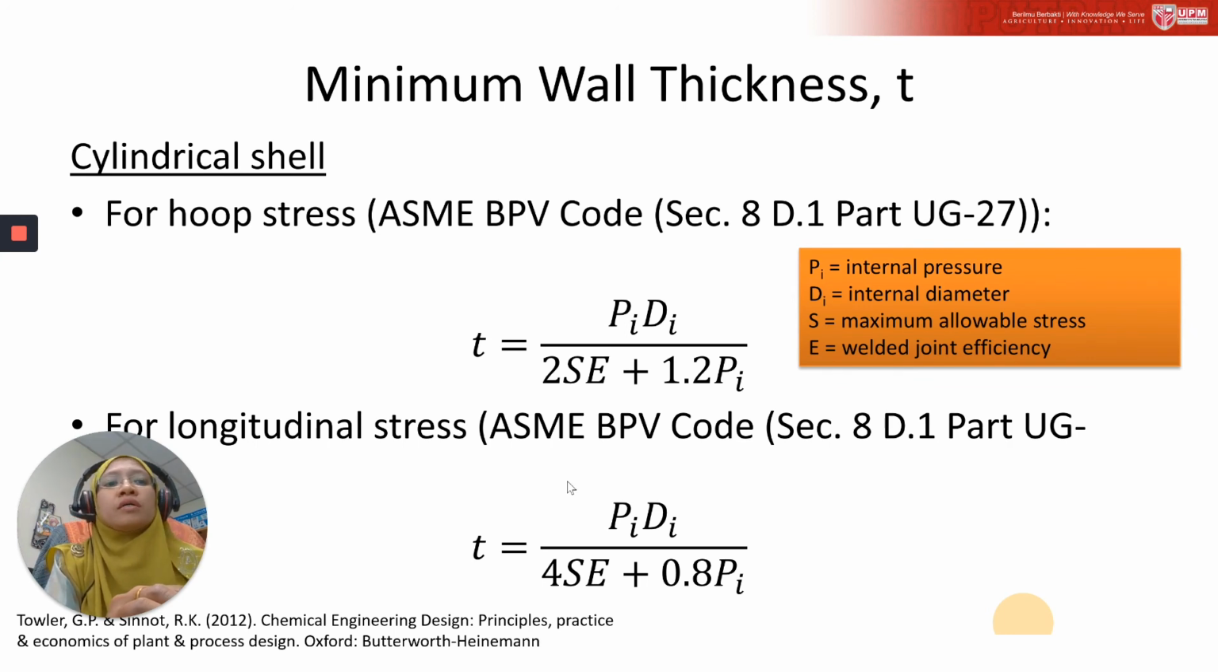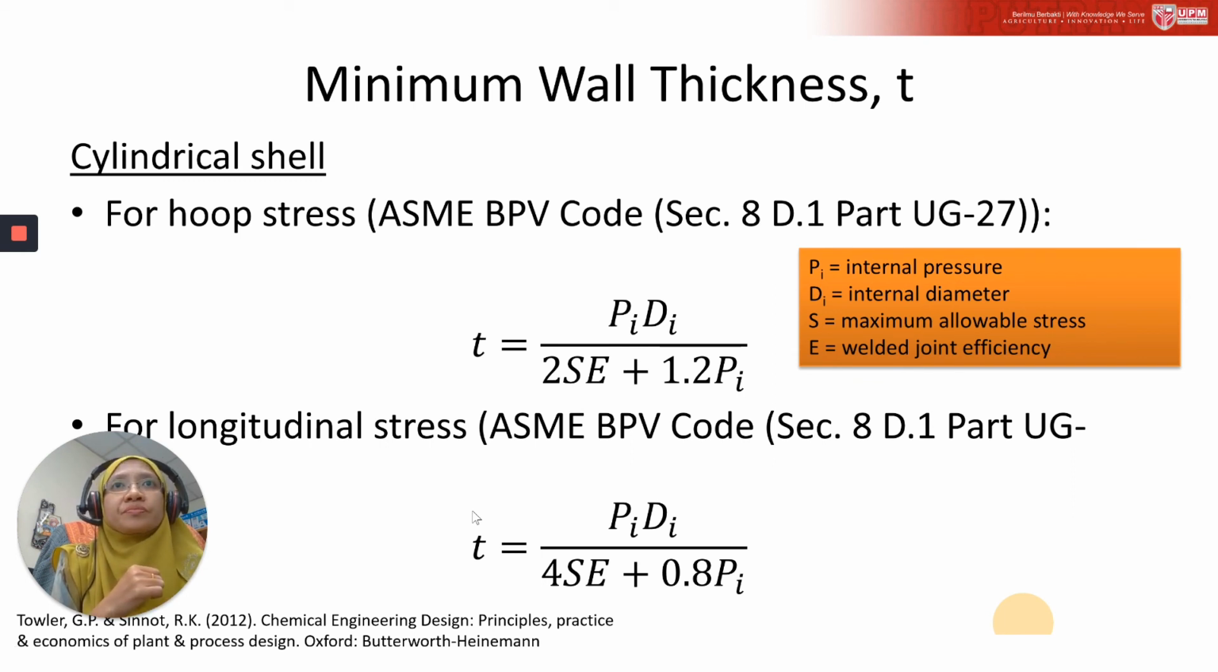Well, this is for the cylindrical shell. Based on the ASME BPV code, it specifies that the minimum thickness shall be the greater value. If you do the hoop stress, you get one minimum thickness, and you also have the longitudinal stress. So the minimum thickness shall be the greater value determined from these equations. You need to select which one is greater. If from your calculation the longitudinal stress value is bigger than the value for the hoop stress, you select the longitudinal stress.